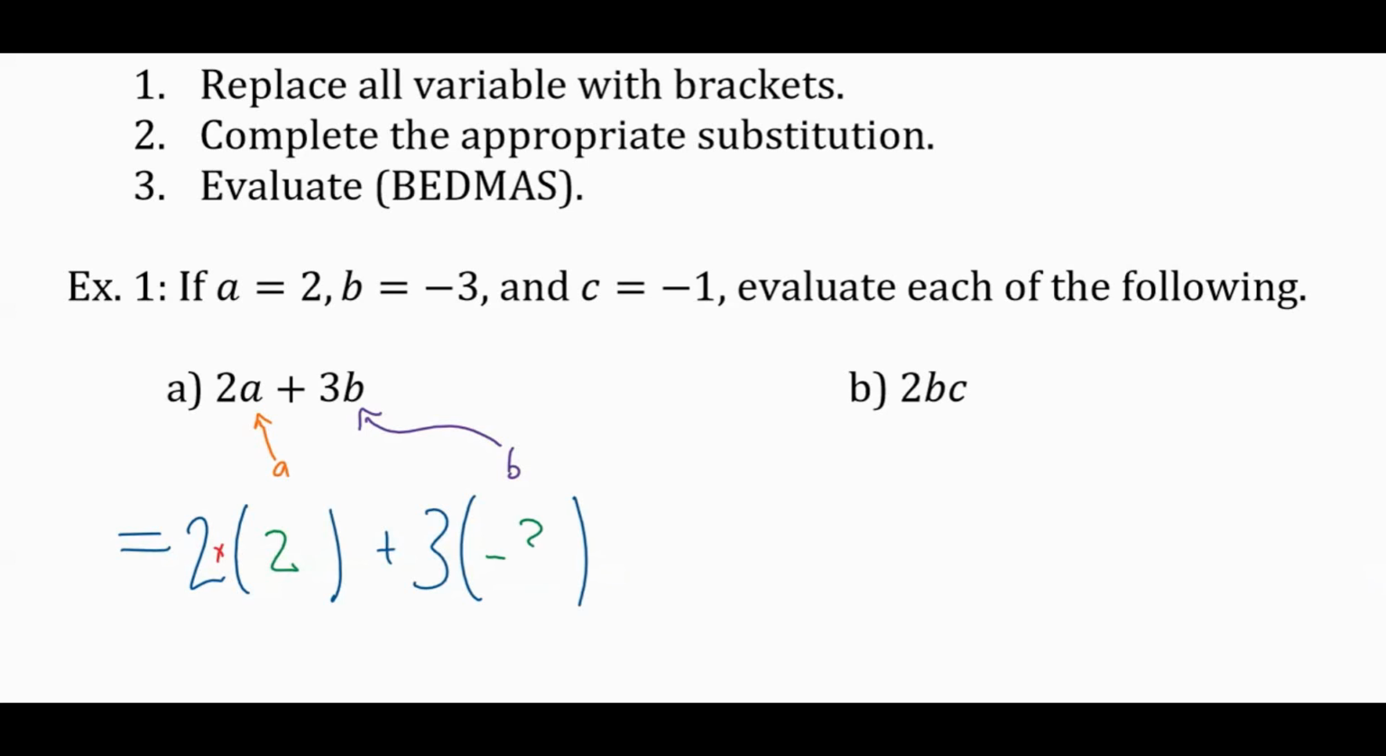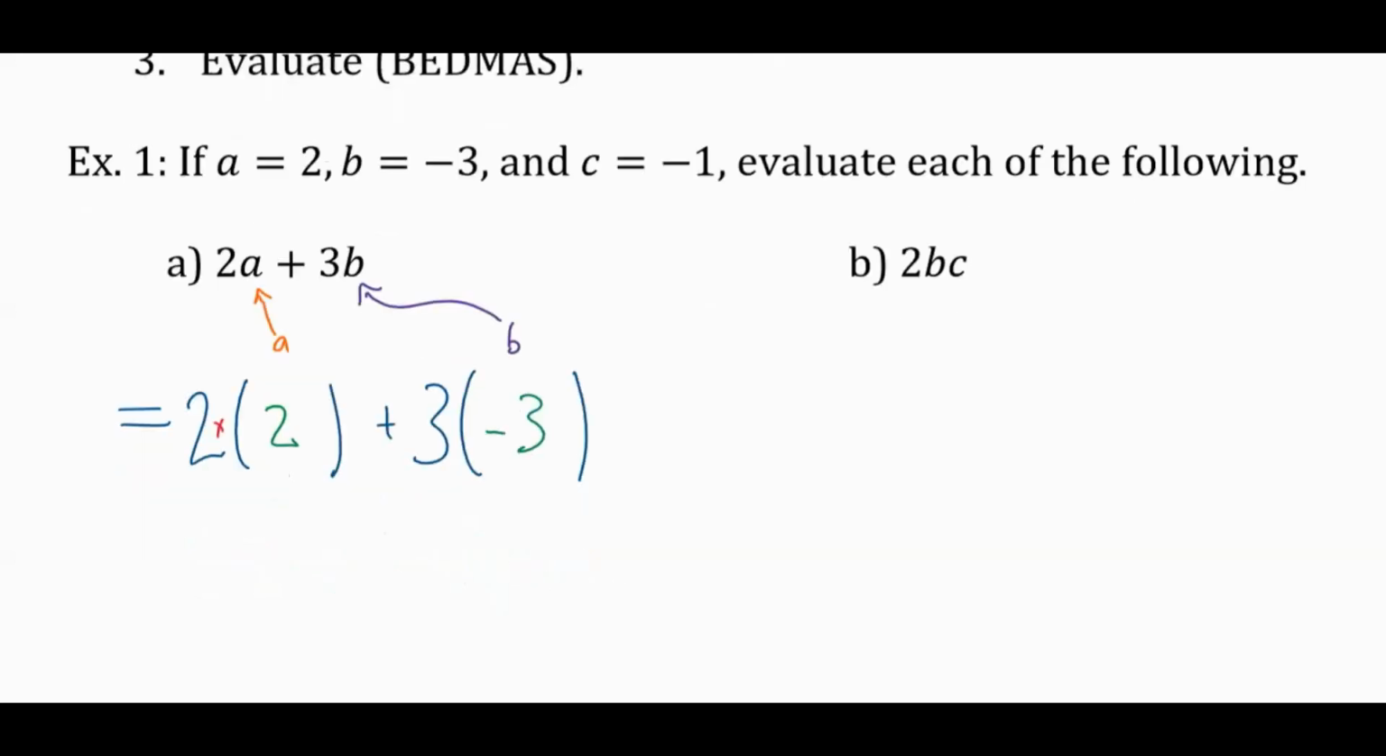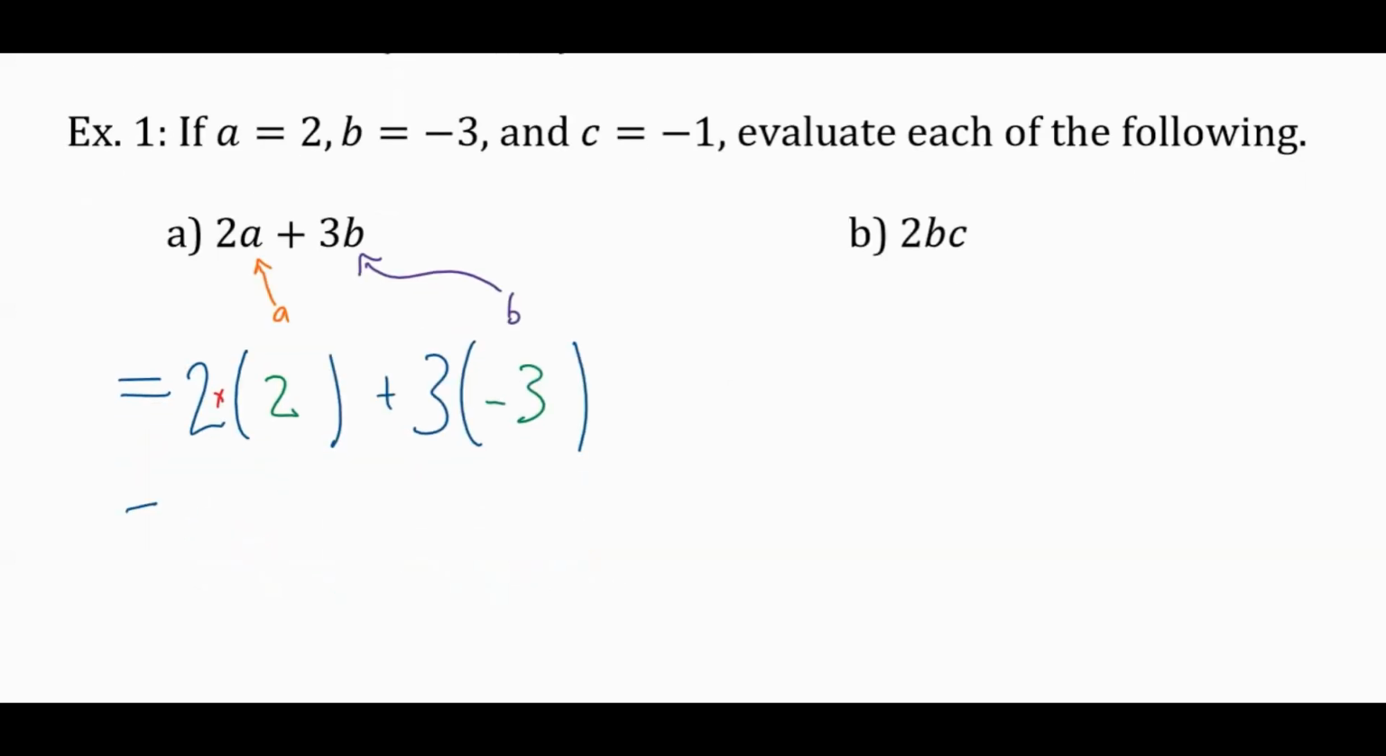Then we go ahead and actually solve this, and we want to multiply before we add. So 2 times 2 is 4. Positive 3 times negative 3 is negative 9. And we talked about this on Friday.